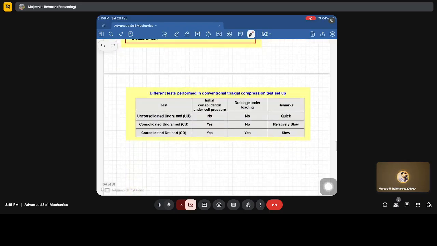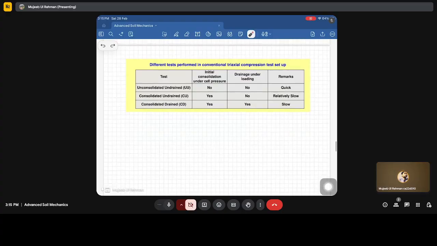So the different tests that we are doing in the triaxial setup are the unconsolidated undrained test, the consolidated undrained test, and the consolidated drained test. Now, what is this unconsolidated undrained test?